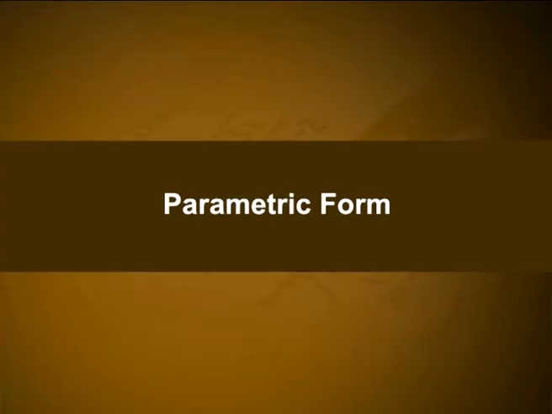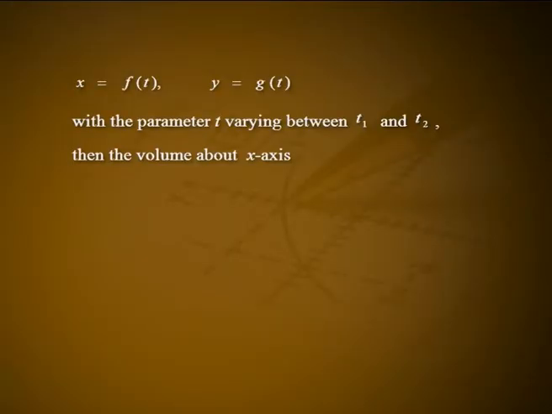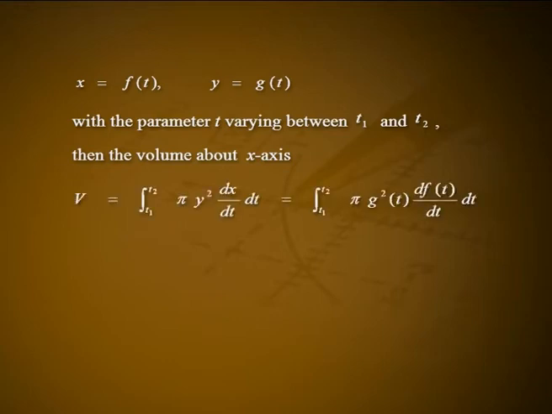Parametric form. If the equation of the curve bounding the plane area is given in parametric form, x is equal to f of t, y is equal to g of t, with the parameter t varying between t1 and t2, then the volume about x axis V is equal to integral from t1 to t2 pi y square dx by dt dt, that is equal to integral from t1 to t2 pi g square of t d f of t divided by dt dt.